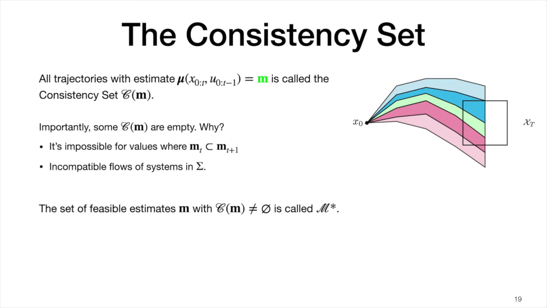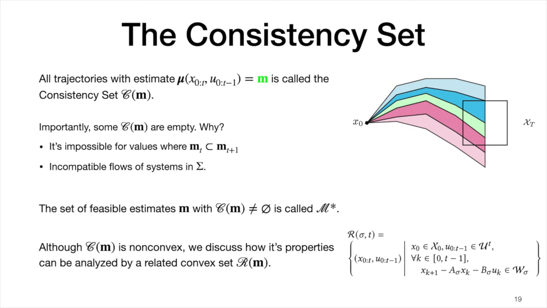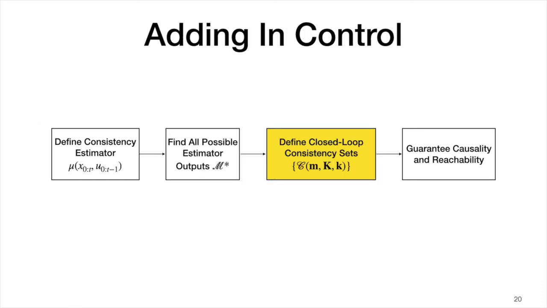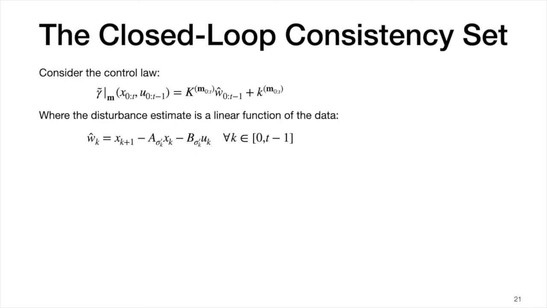Identifying M star is somewhat time intensive due to the fact that consistency sets are non-convex objects, but we show in the paper how a related convex set R can be used to determine the consistency set properties. With the consistency set in mind, we can now consider what happens when we use a specific controller structure with our estimator. Consider the following disturbance feedback control law.